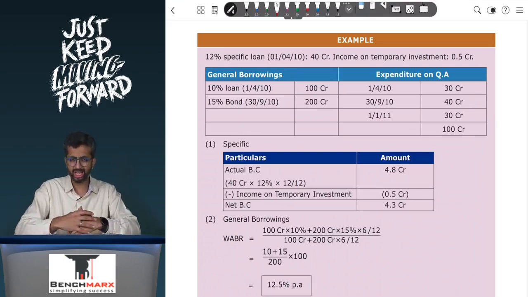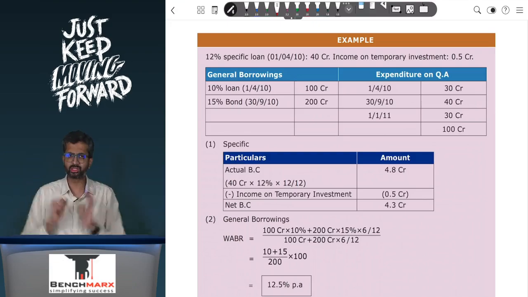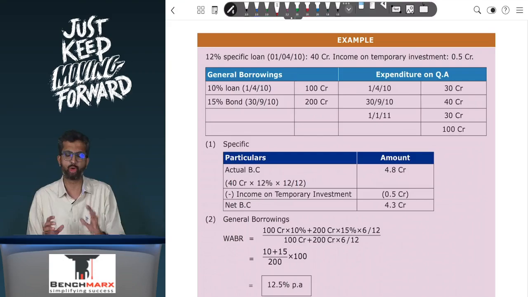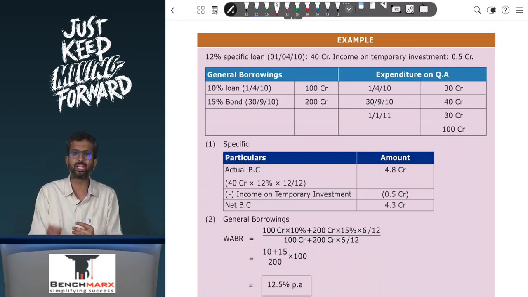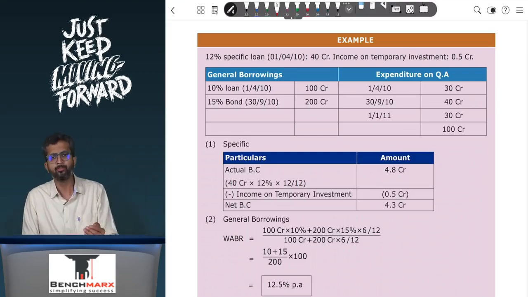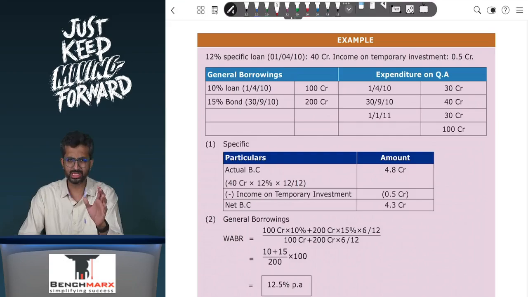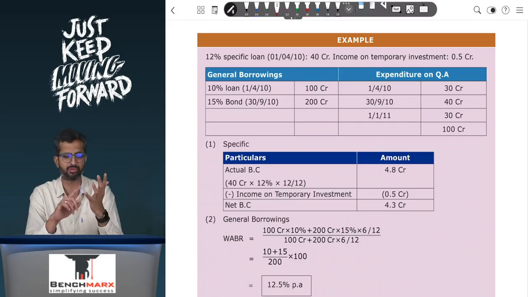So, you will take the actual borrowing cost of all the borrowings in the numerator, the total borrowings adjusted for time if required in the denominator, and that will give you a rate, a percentage per annum, which is a weighted average borrowing rate. That weighted average borrowing rate will be applied on every rupee that is used from the general borrowings for the purpose of a qualifying asset. So there are a few steps. We will broadly review the steps, but more importantly, we will understand this with an example and use that for the purpose of our sums.